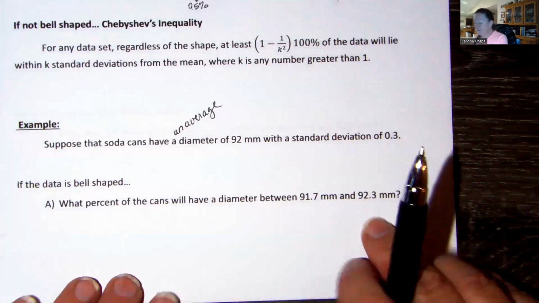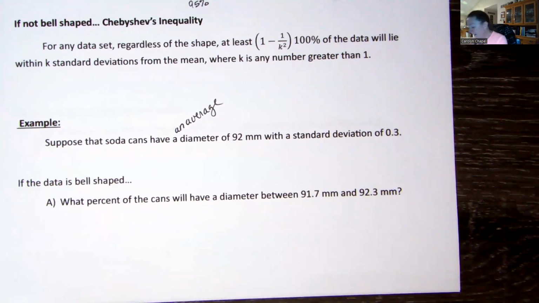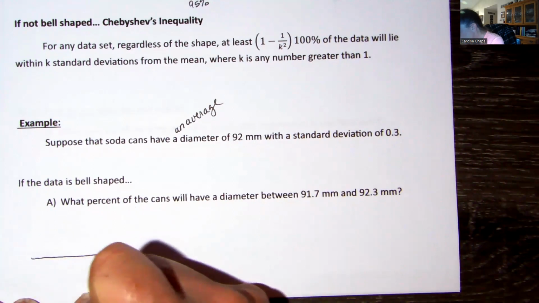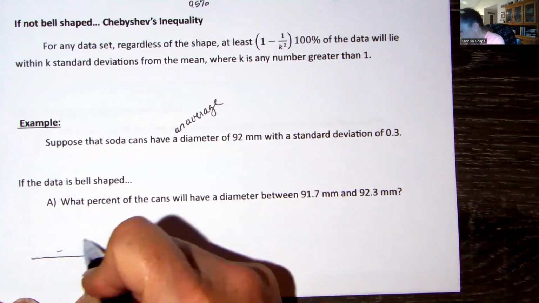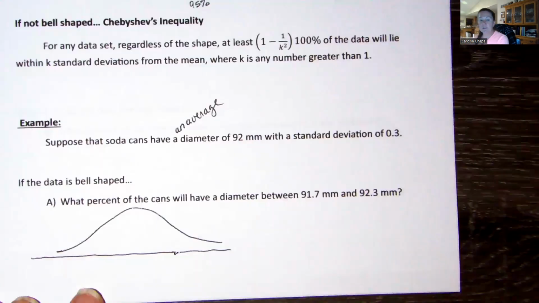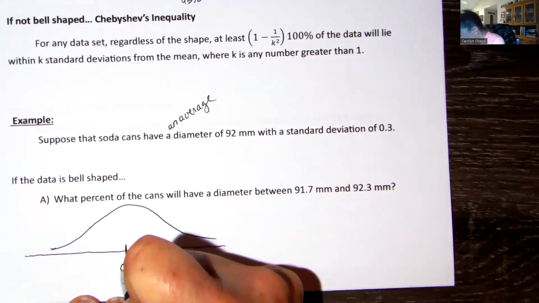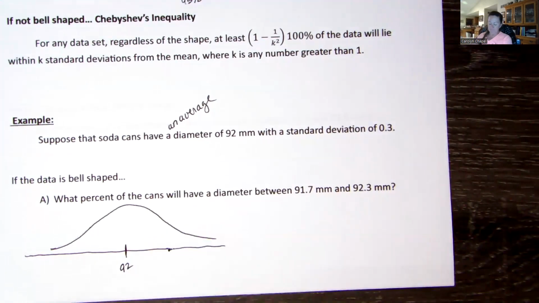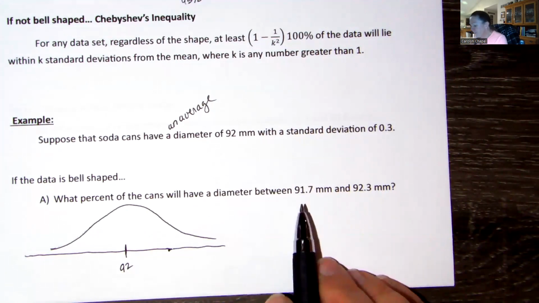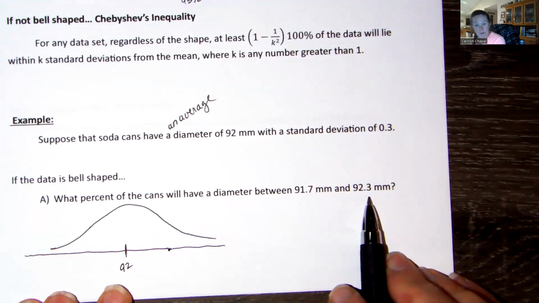Let's say this data were bell-shaped. So here's our bell, drawing my little bell. Since it is bell-shaped, that 92 is going to be smack dab in the middle. And I want to know what percent lie between 91.7 and 92.3.